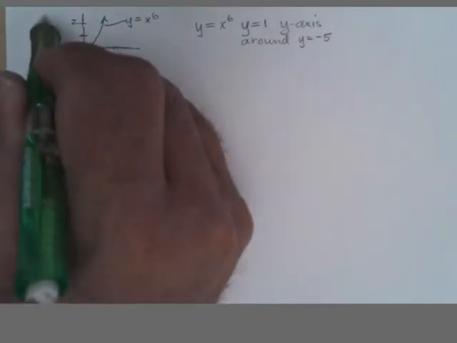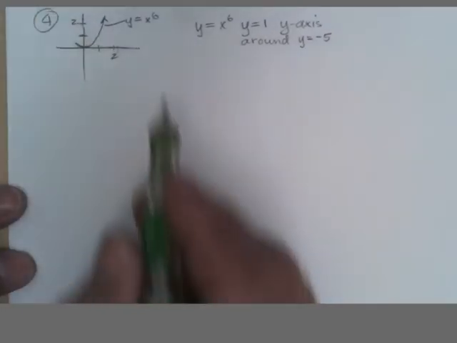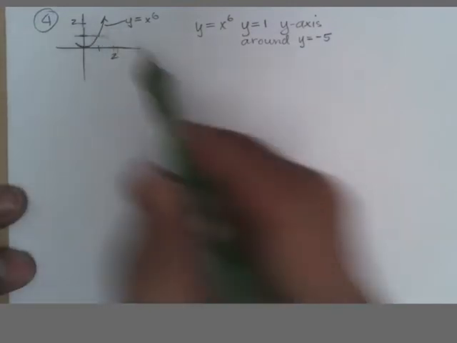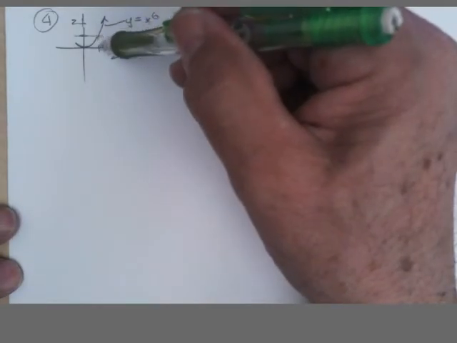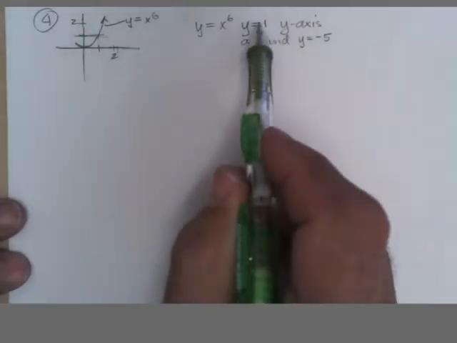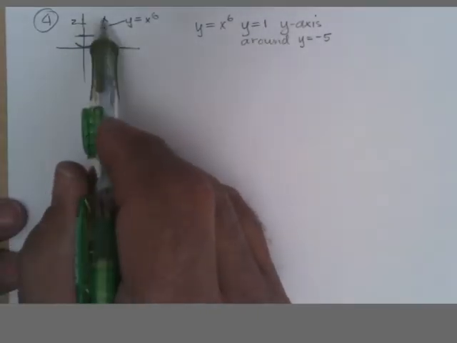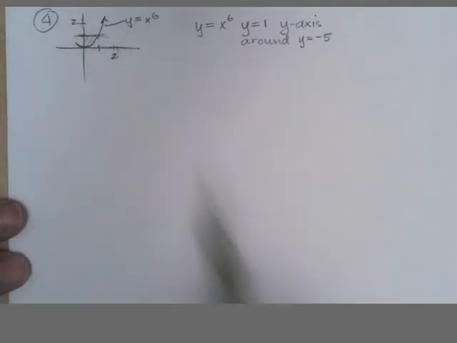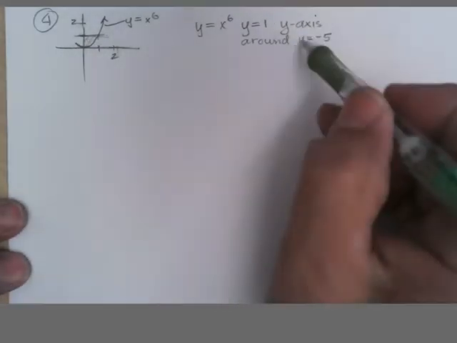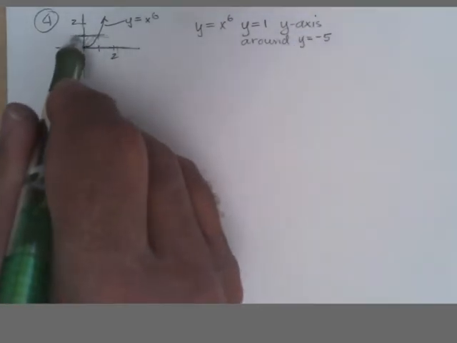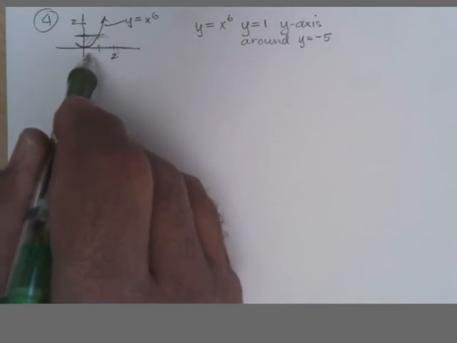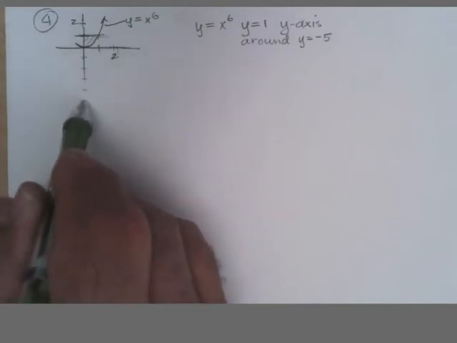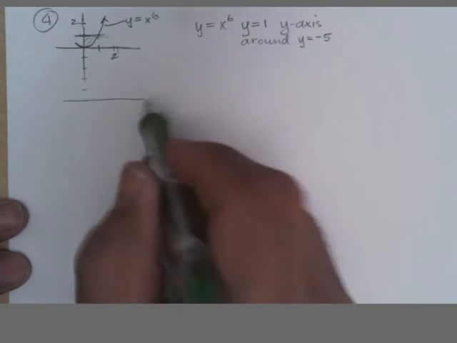Okay, we're going to do number 4. So it's the same pictures we've had before, and I'm making it a lot smaller now, and you'll see why here in a sec. So it's y equals 1, y equals x to the 6th, and the y-axis, that same region, that same area, around y equals minus 5. Well, if this is 1, 0, minus 1, minus 2, minus 3, minus 4, minus 5 is way down here.